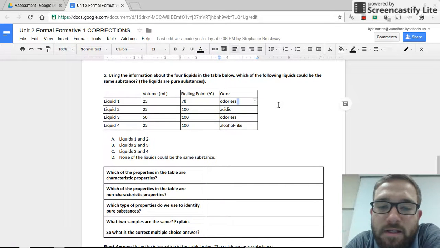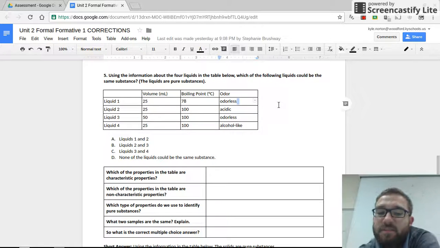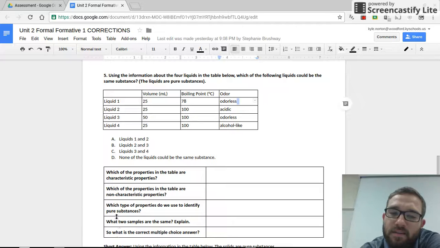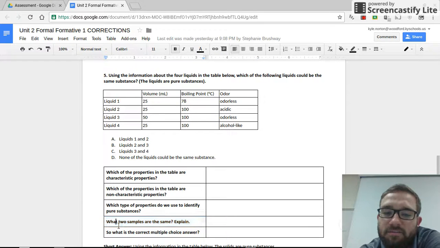Well, I'll give you one last hint on that one, and that is, are any of them the same? Do any of them have the same set of characteristic properties? I don't know. This might be a little bit tricky right here.